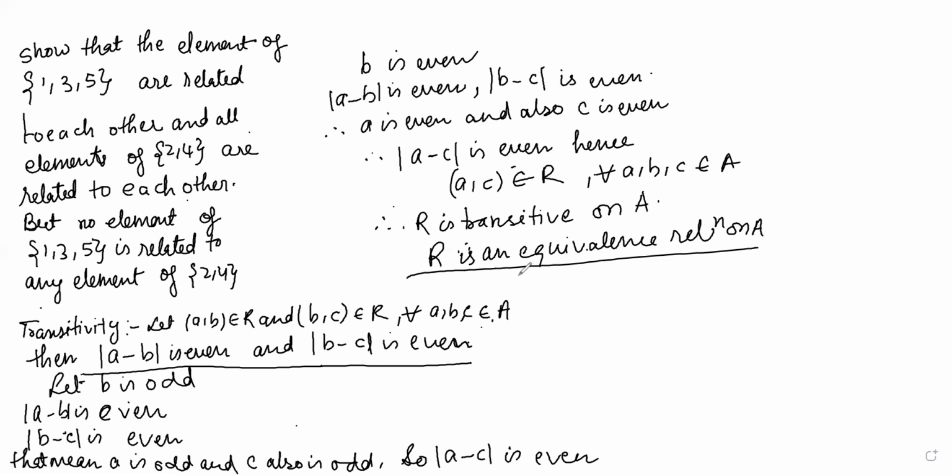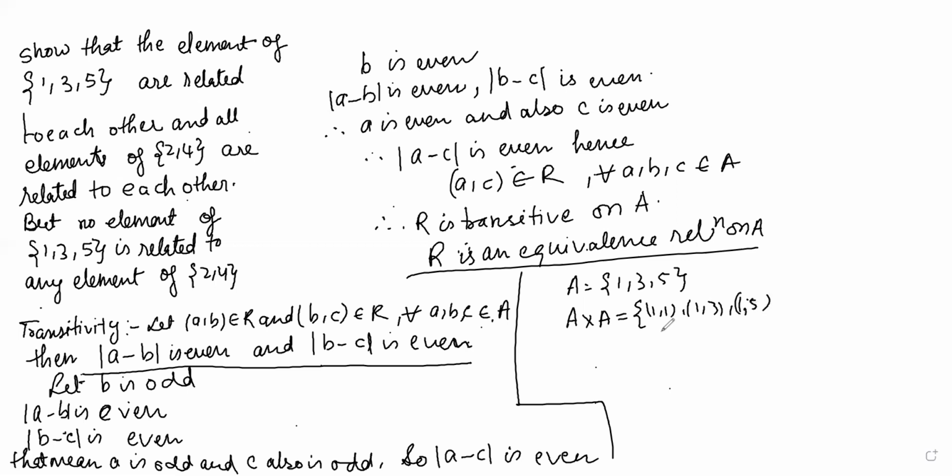Now, beta, the second part of the question is very important to understand first. The second part says: show that all elements of {1, 3, 5} are related to each other and all elements of {2, 4} are related to each other. That means, beta, if A is 1, 3, 5, then A is related to itself, so A cross A will be there. Then (1,1), (1,3), (1,5) will be there. (3,1), (3,3), (3,5) will be there. (5,1), (5,3), (5,5) will be there.